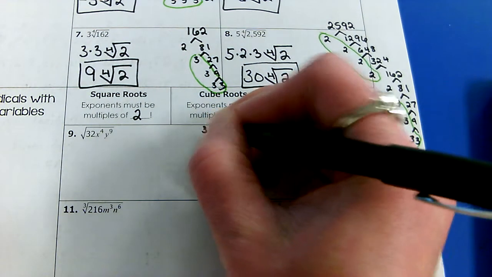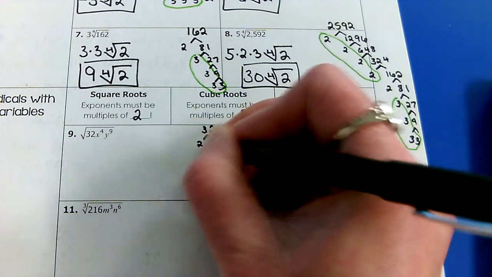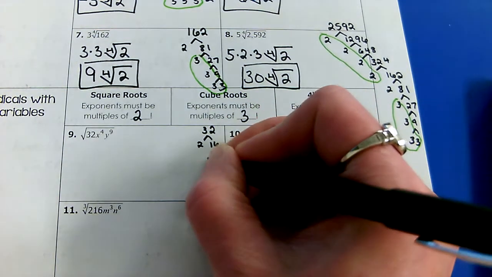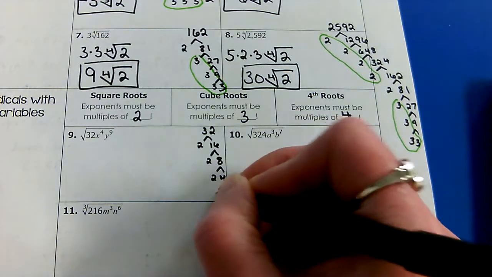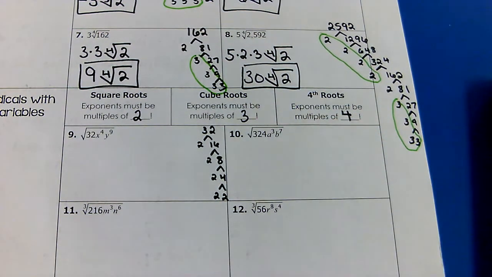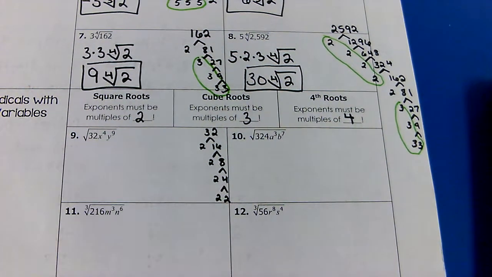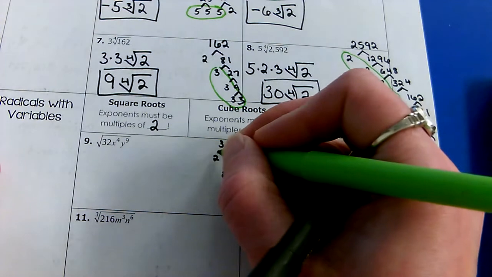So 32, I'm going to break that down. 32, 2 times 16, 2 times 8, 2 times 4, 2 times 2. Looking for pairs. This is a square root, pairs.